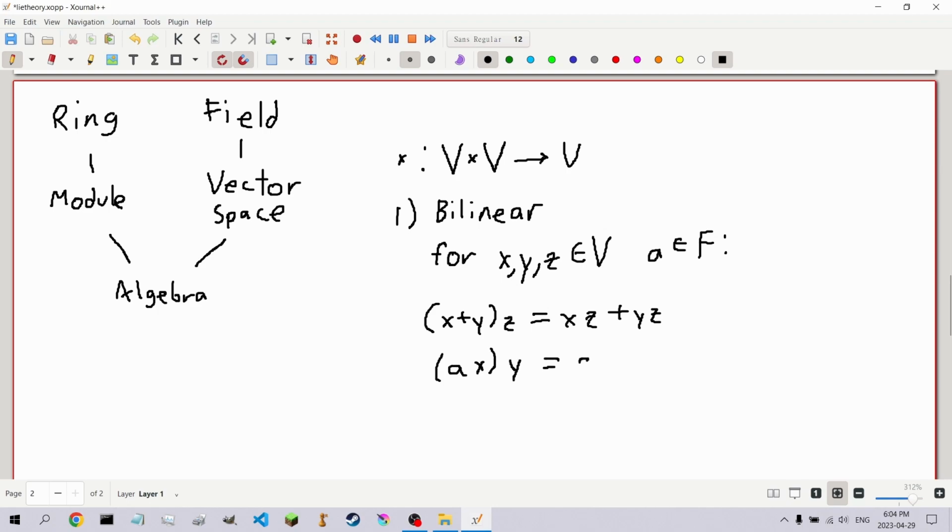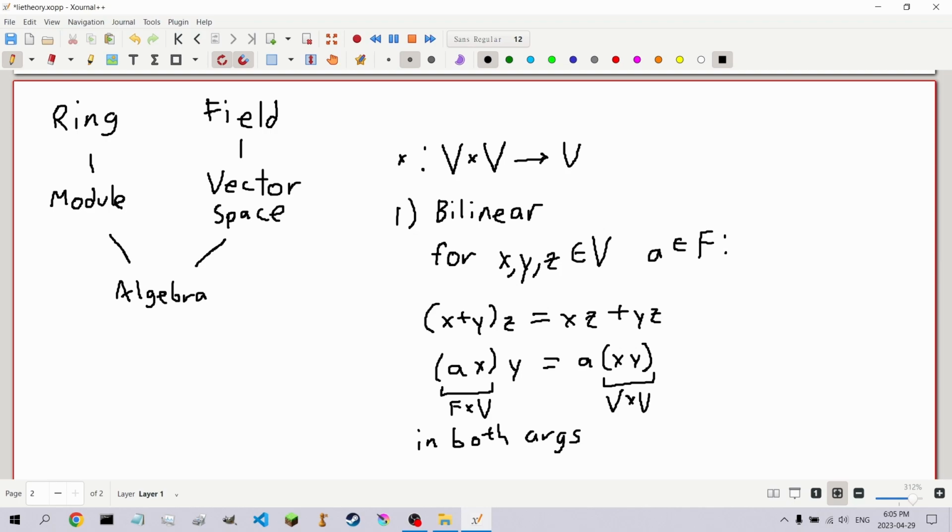Now, this is going to look a little funny, so keep in mind what's happening here. This is scalar multiplication, f times v, returning a vector that we're then multiplying with our new operation. What this is saying is that it is compatible with doing the scalar multiplication first. These two conditions hold in both arguments, and the construction looks exactly the same for rings and modules.